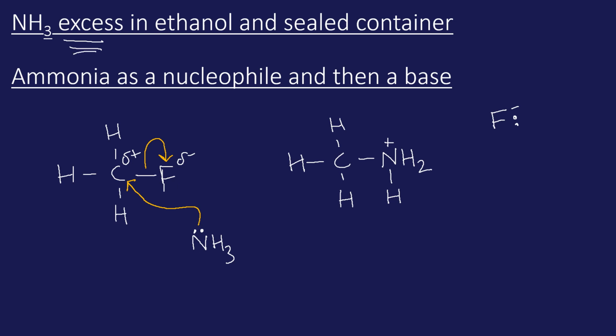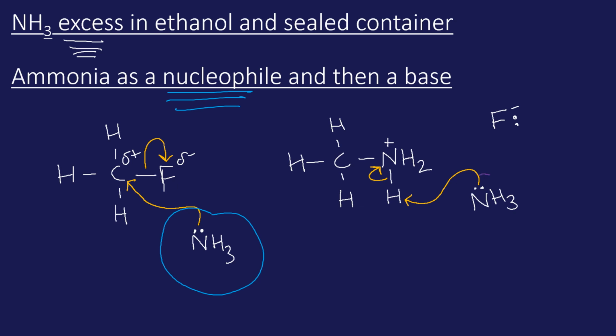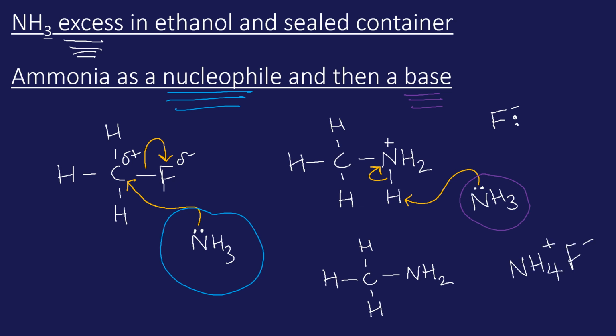Because what happens now, and this is the idea of it being excess NH3, is another NH3 needs to come along. And this time the second NH3 acts as a base because it takes this H+. So this second ammonia takes this H+, and then this NH bond, the electrons go back to the N to get rid of that positive charge. So the first NH3 over here acts as a nucleophile, and the second NH3 over here is acting as a base. So just to finish this off, what will my final product look like? It's just this CH3 with an NH2, methylamine. And we're left with ammonium NH4, and that will be ammonium fluoride in this case.